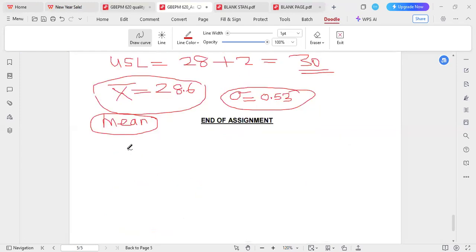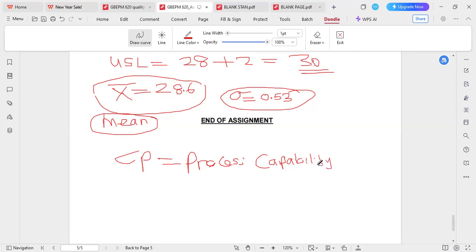Of course, for this one, we had to find the CP. CP is equal to process capability ratio. And then the other one is the process capability index.